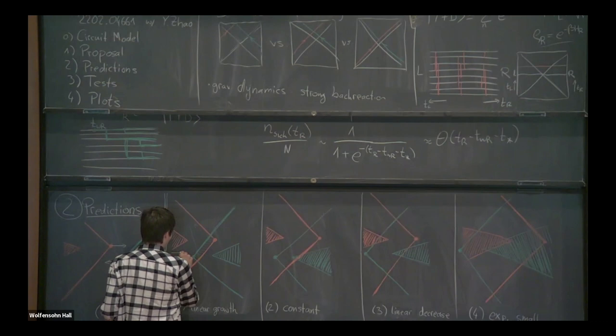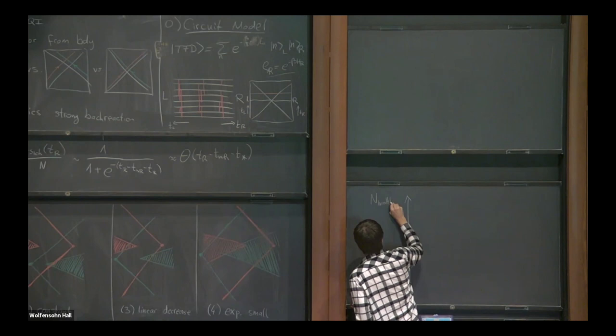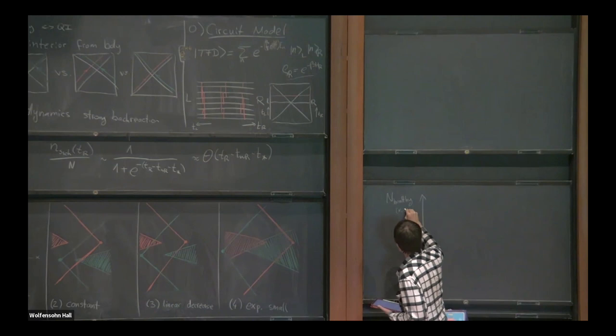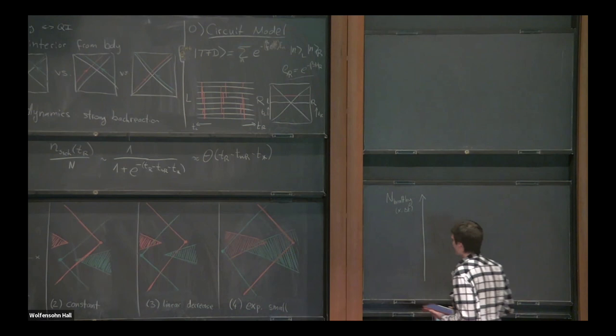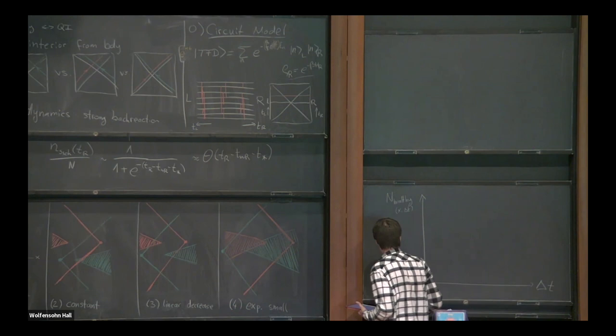And I'm going to ask, as a function of this x, what's going on. So in this simple model, I can now count the number of healthy gates as a function of x and delta t. Delta t is the time difference between the insertion points. So this regime zero to the left is basically where there's no overlap at all.